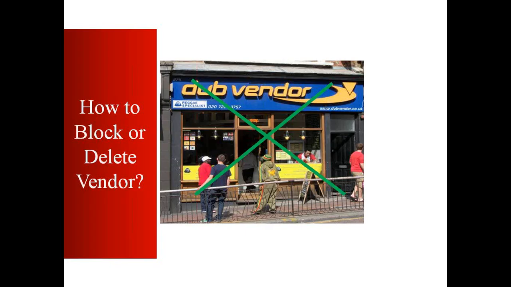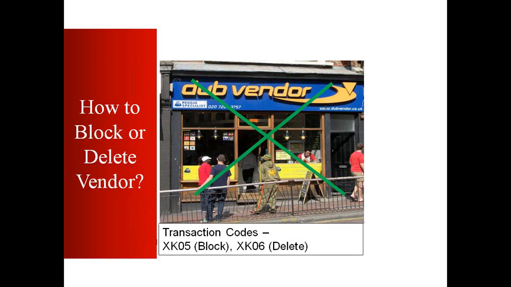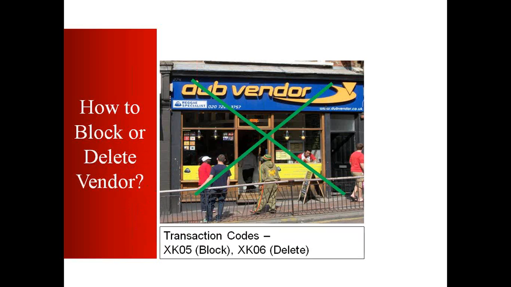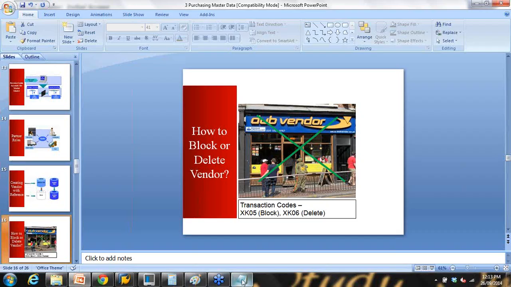So how to block a vendor? The transaction code is XK05 to block it, XK06 to delete it. Okay, so what is the difference between block and delete?